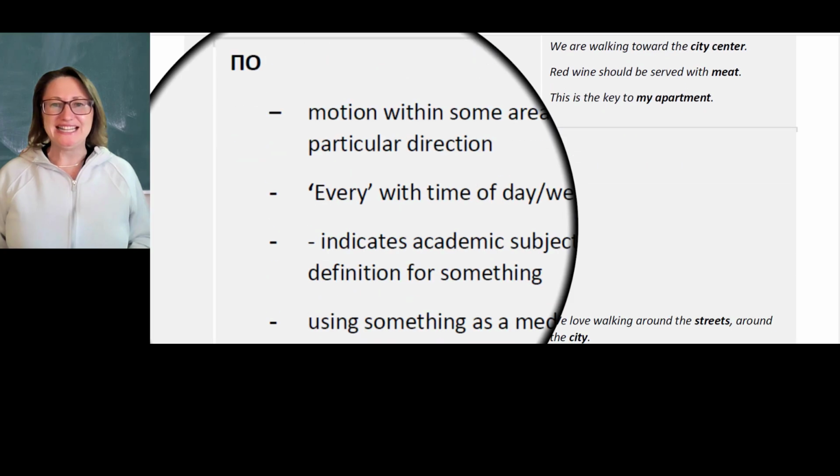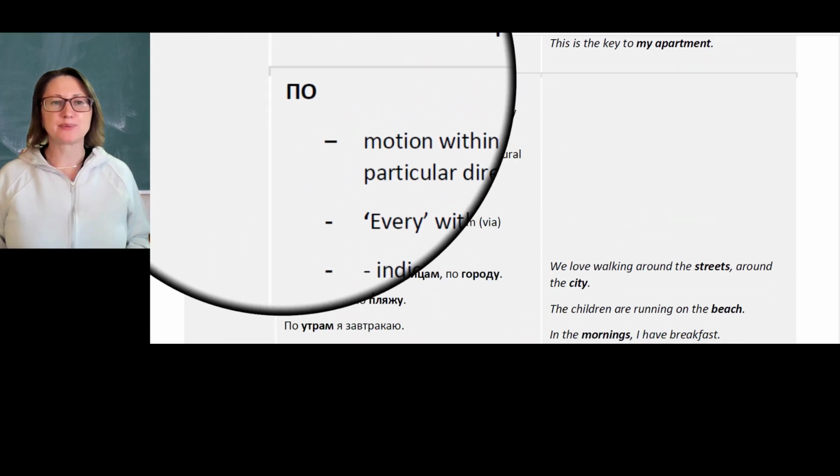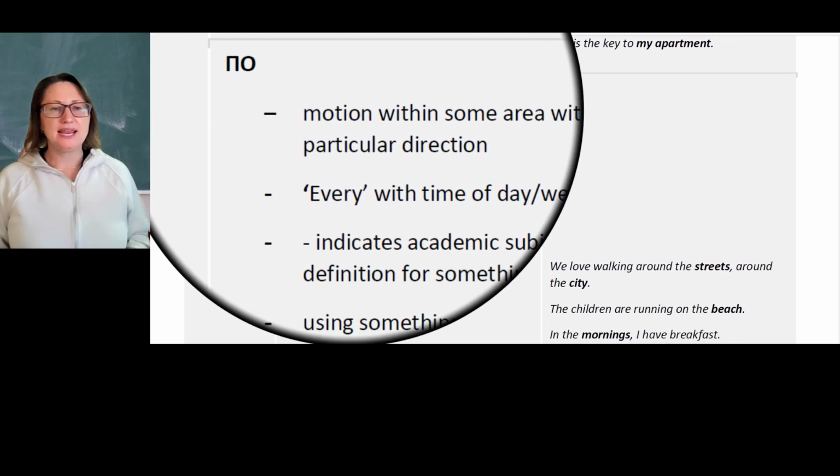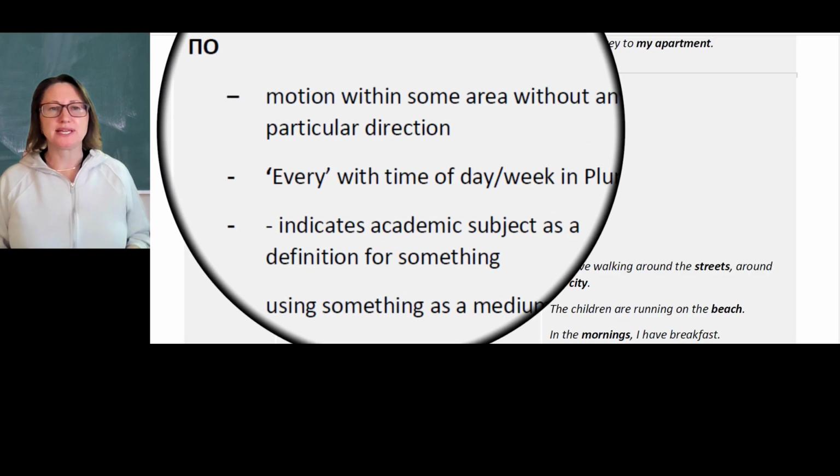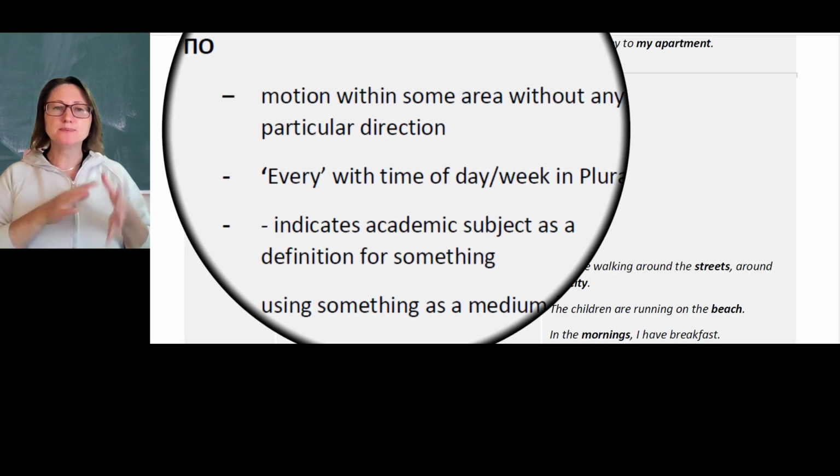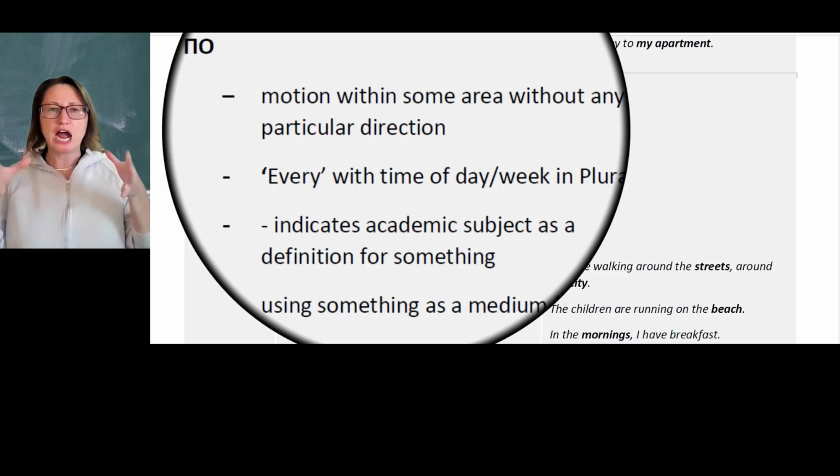Okay, so our next preposition is the preposition по. It also has several applications. One is motion within some area without any particular direction. And if you already worked with the verbs of motion, you remember how important it is to know if we're going in a specific direction, or we're going back and forth, or with no direction.